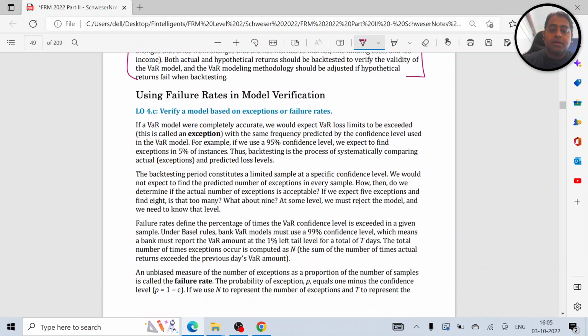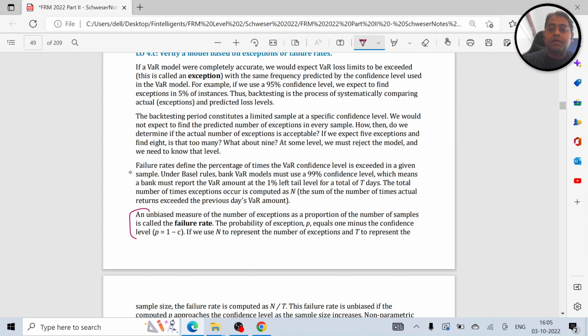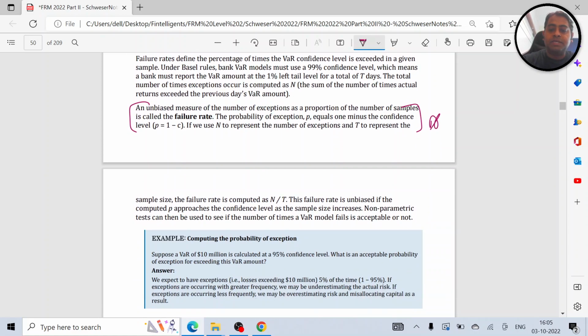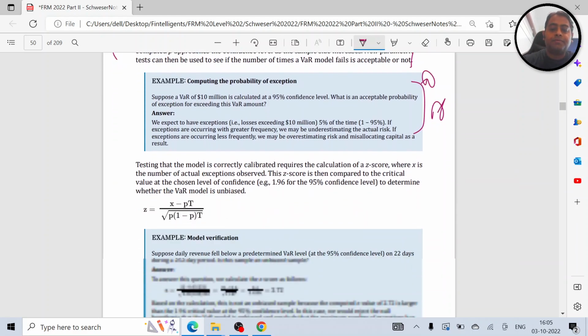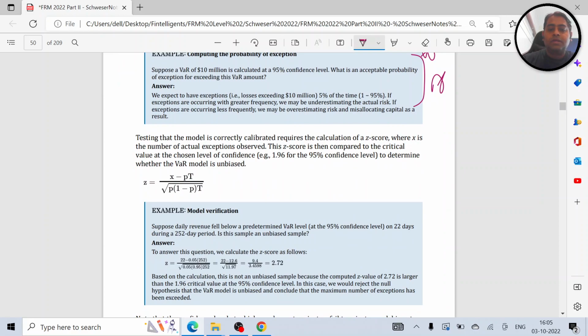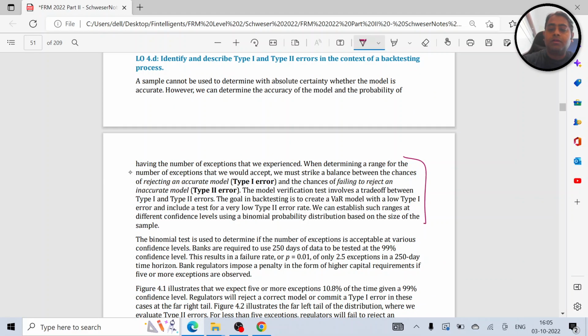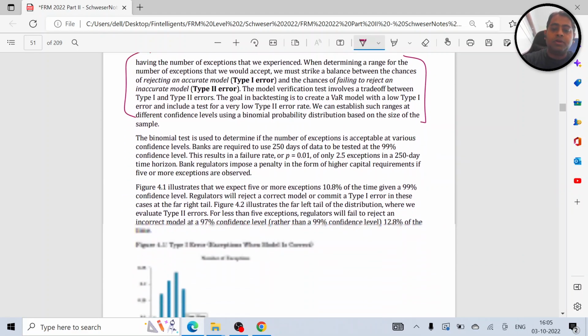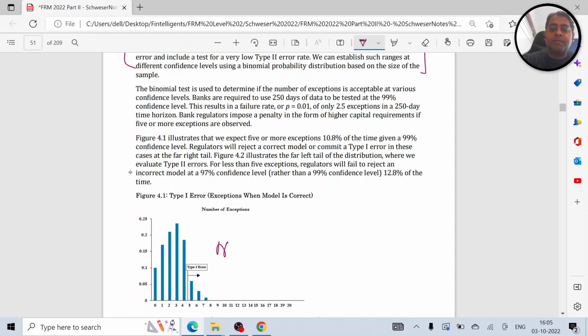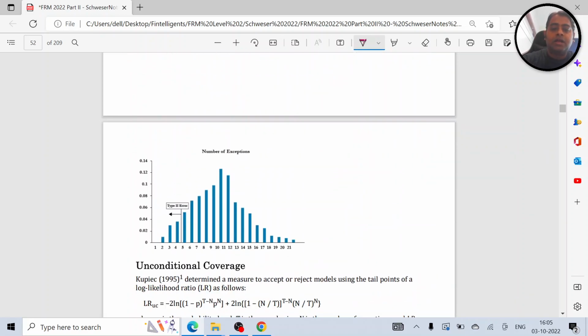Failure rate. This calculation of the failure rate is important. There will be a sum also. This is important, marking it with a star. This model verification part, not so important. I'm not highlighting it. Type 1, type 2 error as a concept is important, especially this diagram where they're talking about the numbers 10.8%, marking it with a star, and this 12.8%.